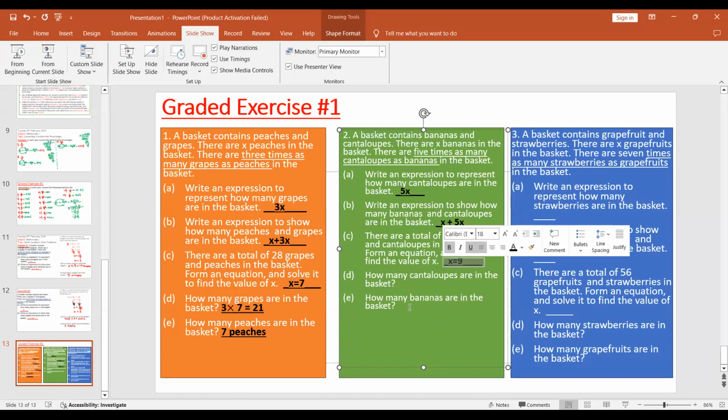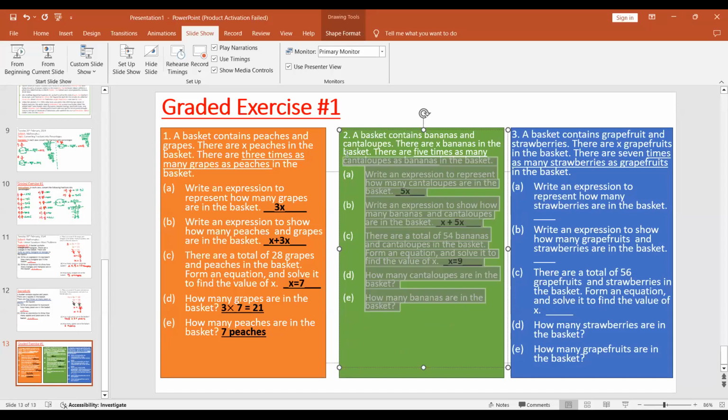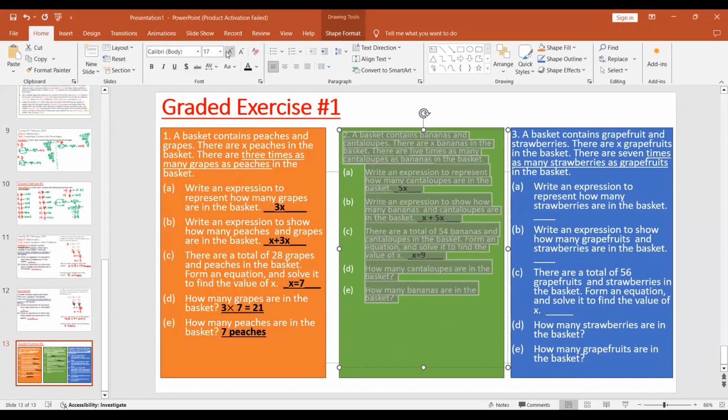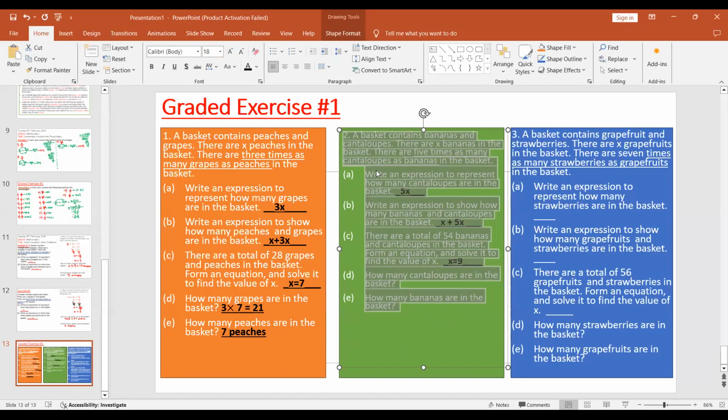Good. So X equals 9. Where is it? Lost. All right. So let me spread this some more.